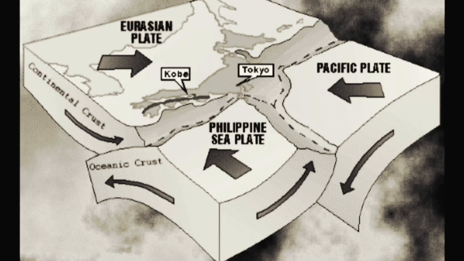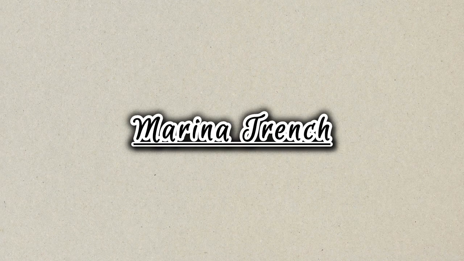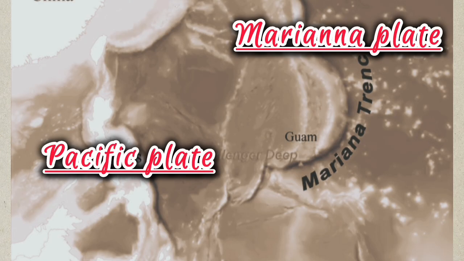And also there's one more thing you have to remember about the Mariana Trench. The plates involved in the Mariana Trench are the Pacific plate and the Mariana plate. So the Pacific plate subducts under the Mariana plate and forms the Mariana Trench and Mariana island arcs.